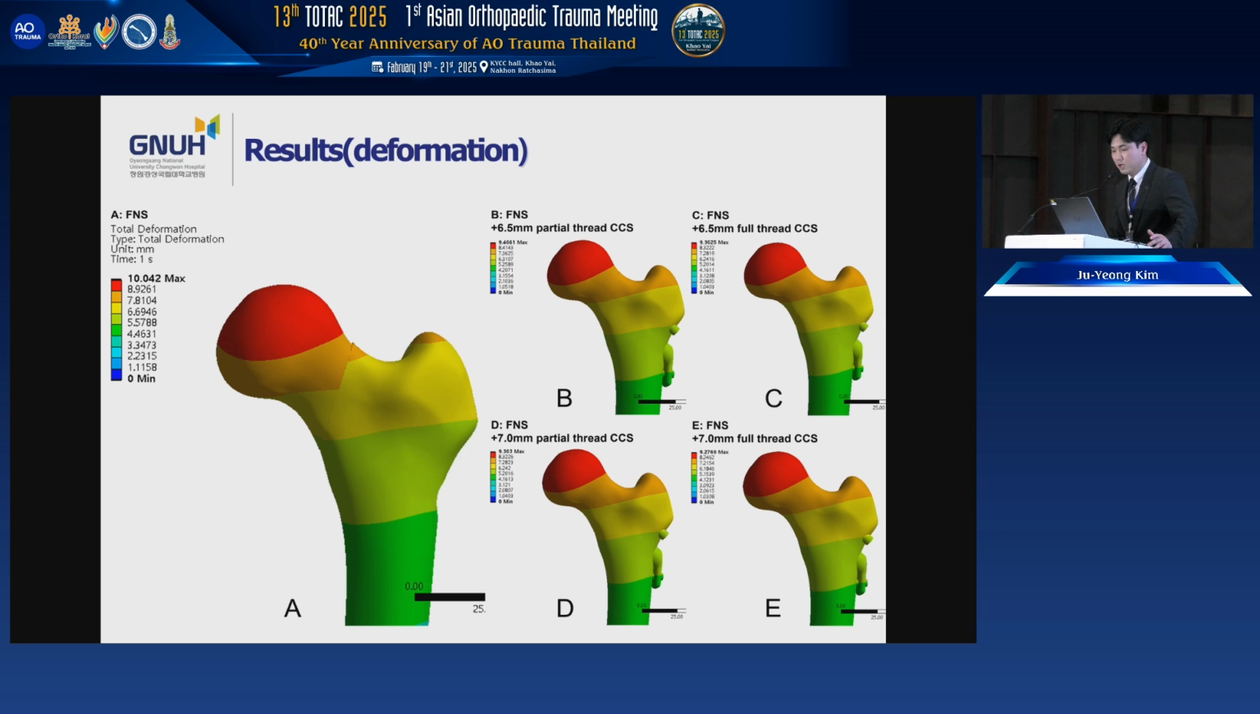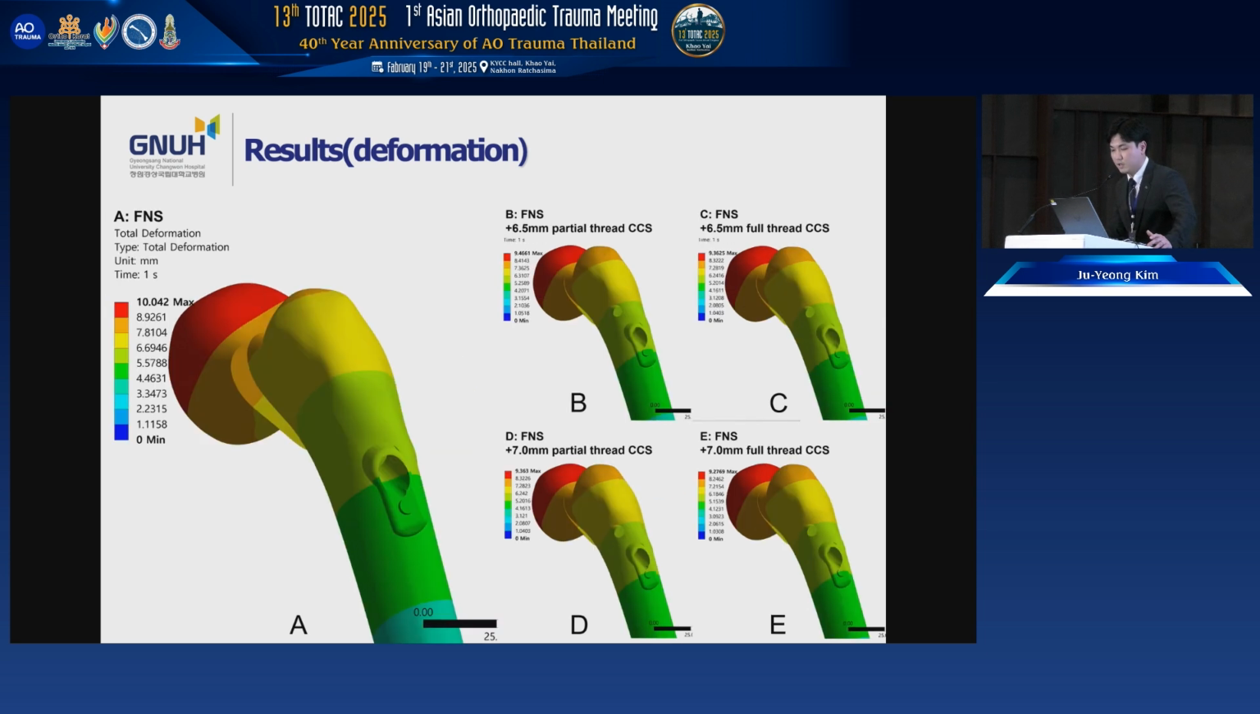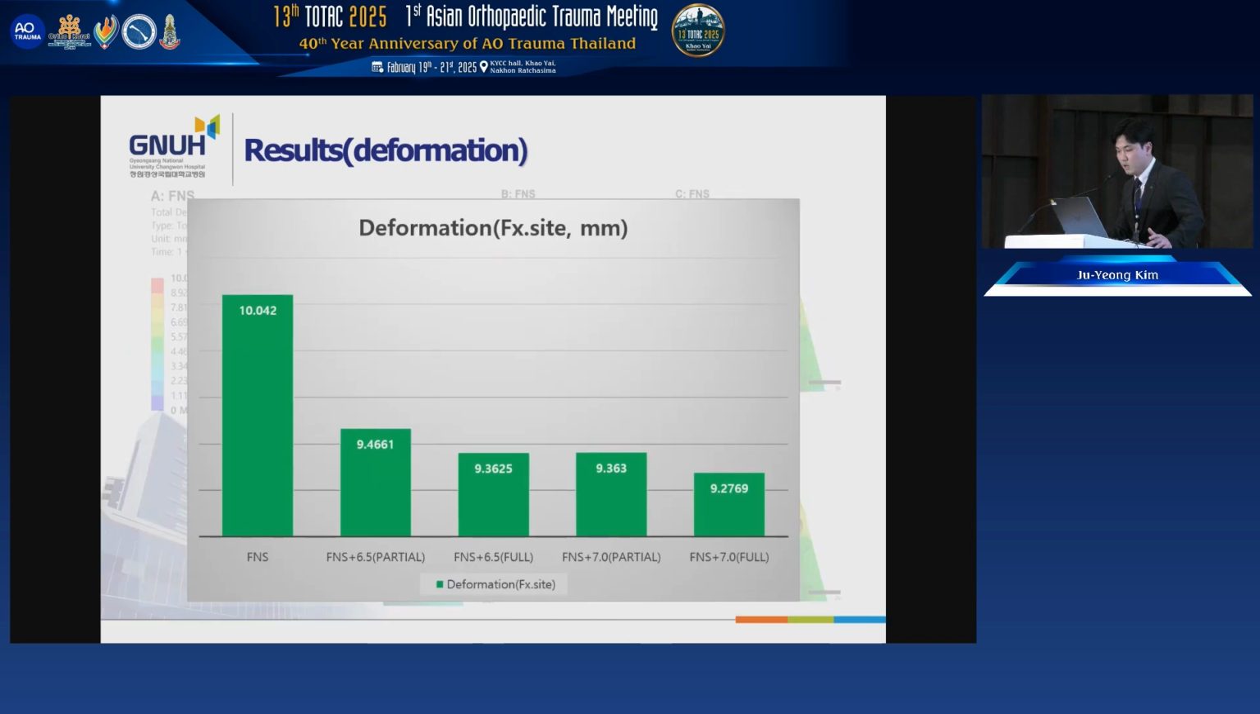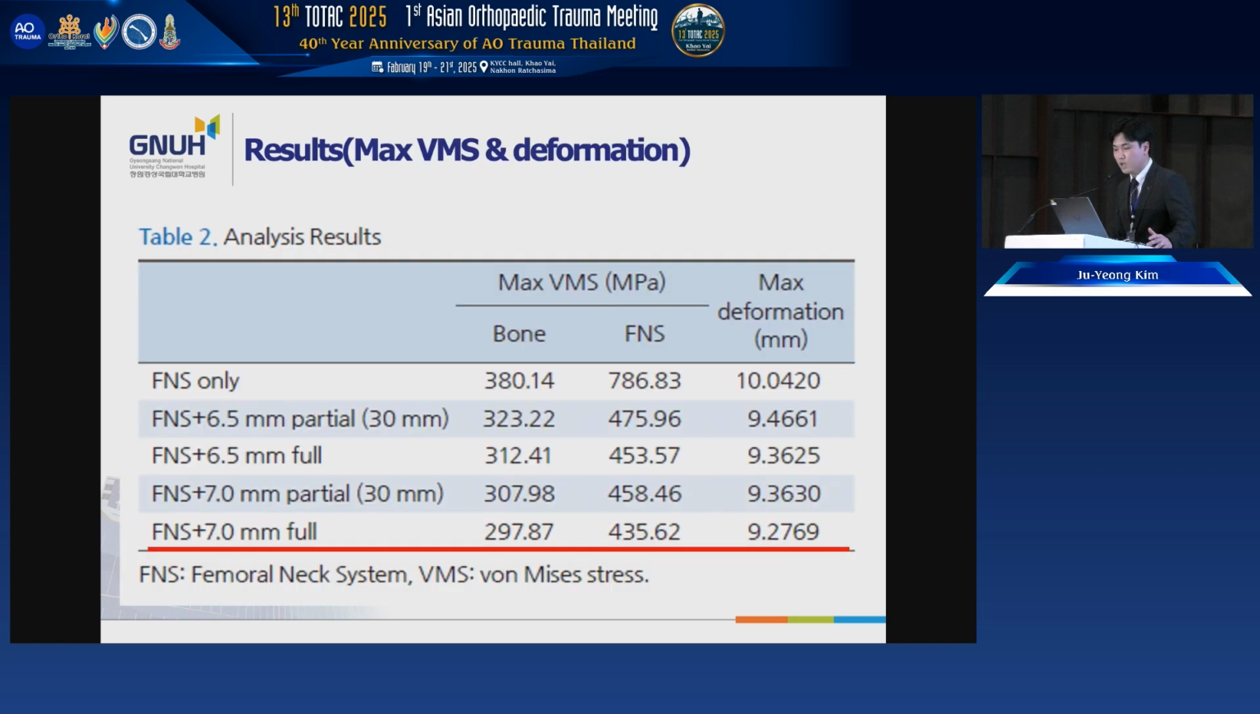The following experiment investigates the rotational deformation when a force is applied. When observed from the side view, rotational deformation at the fracture site can be visually confirmed when a force is applied. Additional screw fixation reduced the rotational deformation. This suggests a theoretical basis for the improvement in rotational stability. The experimental data confirmed that fixing a 7.0 millimeter full-threaded cannulated screw to the FNS provided the greatest biomechanical advantages.